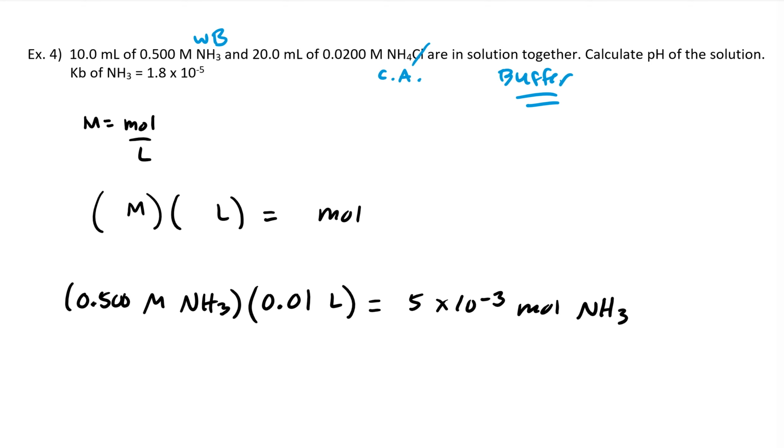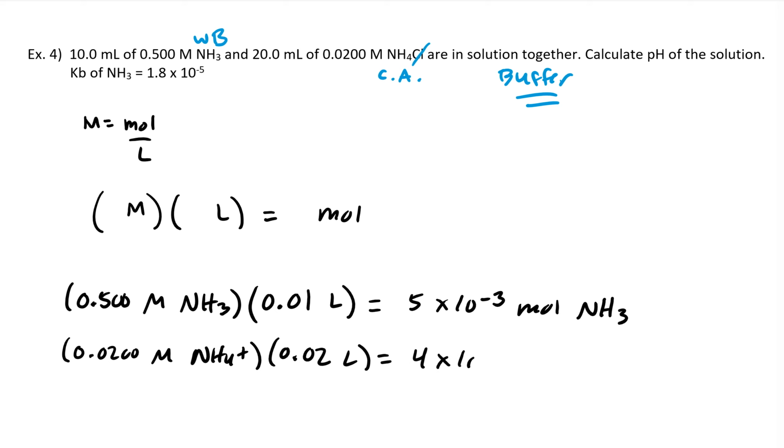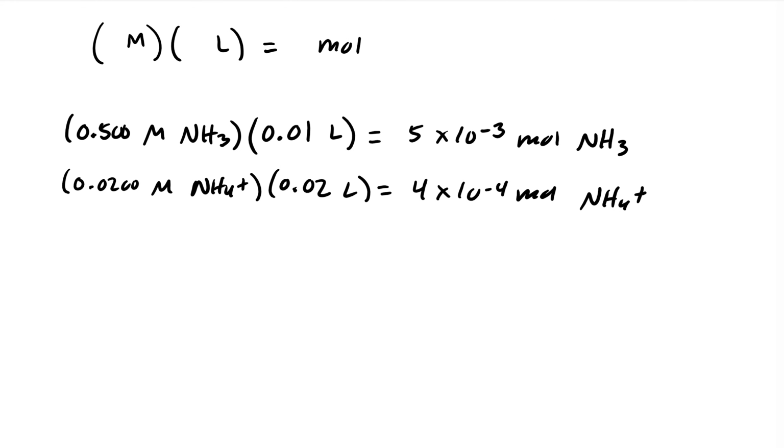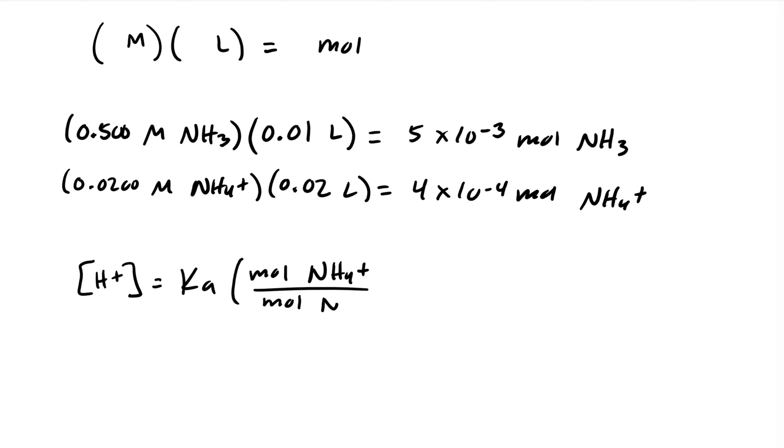I'm going to repeat and calculate the moles of ammonium, NH4+. And so we have 0.0200 molar NH4+ times 0.020 liters. You get 4 times 10 to the negative 4 moles of ammonium. Okay, so now I have my moles of each component of my buffer. Now I'm going to use that one equation. H+ is equal to the Ka times moles of the acid, the one with the extra hydrogen, over the moles of the base.